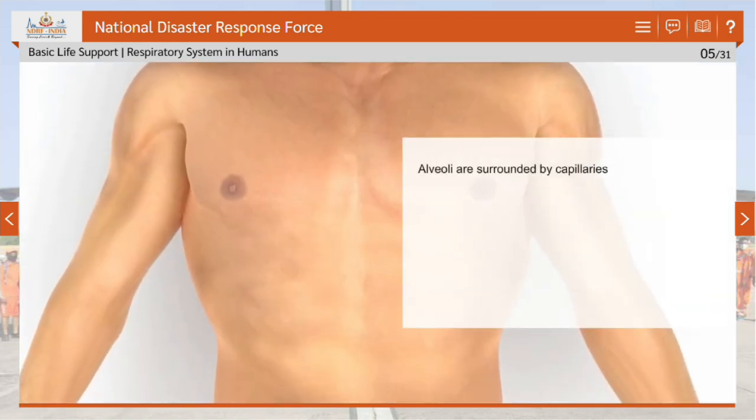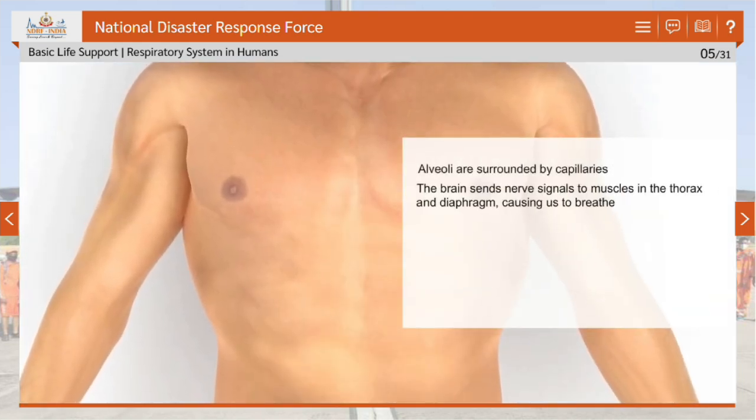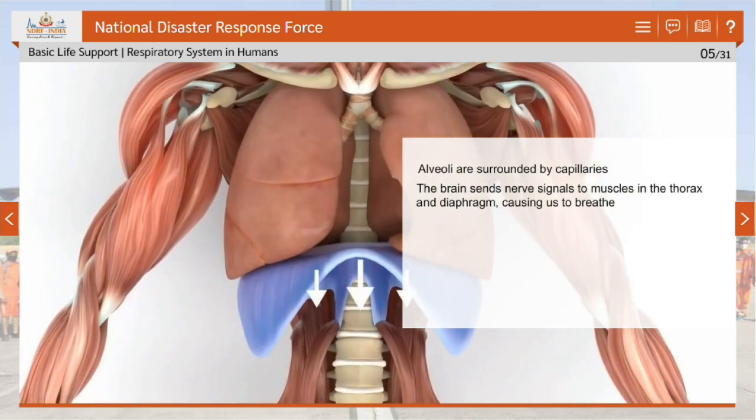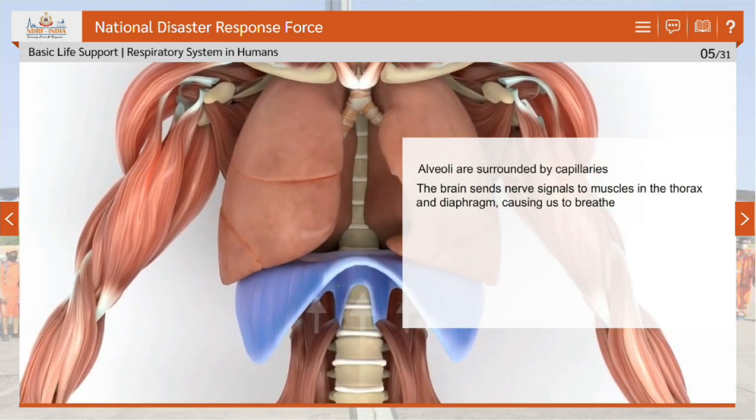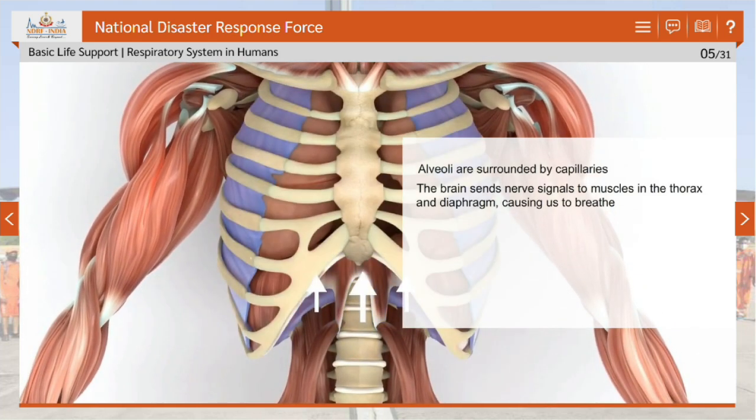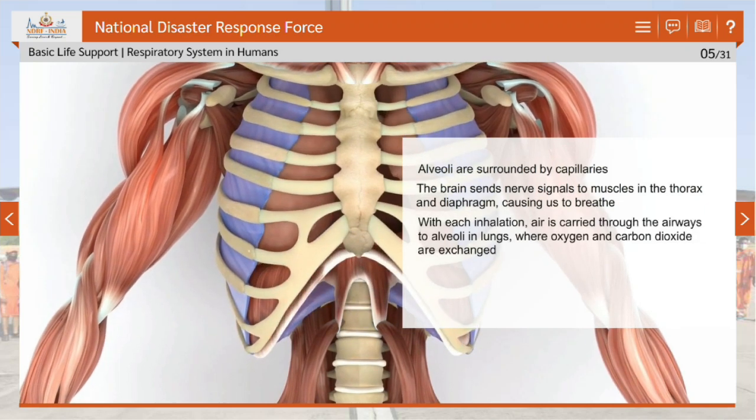The alveoli are surrounded by capillaries. The brain sends nerve signals to muscles in the thorax and diaphragm, causing us to breathe. With each inhalation, air is carried through the airways to the alveoli in the lungs, where oxygen and carbon dioxide are exchanged. In combination with the respiratory system, the circulatory system supplies the oxygen necessary for life and eliminates carbon dioxide from the body.